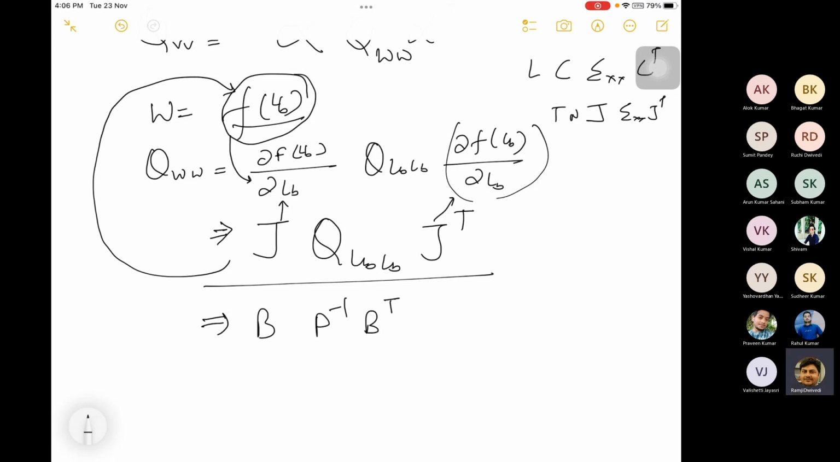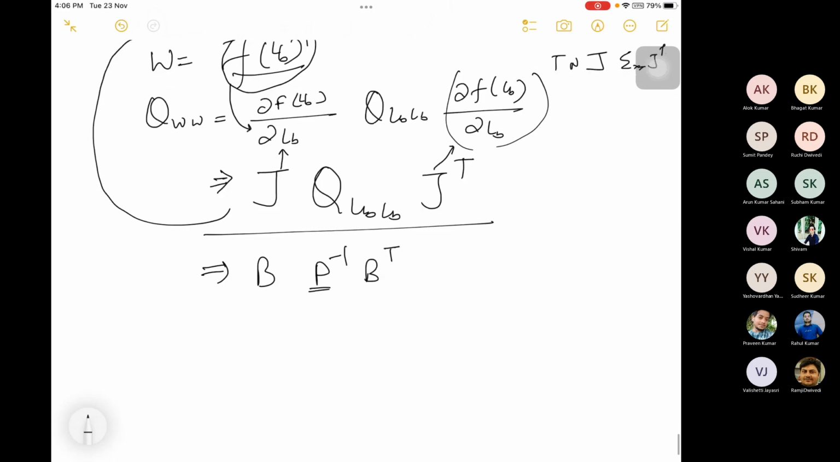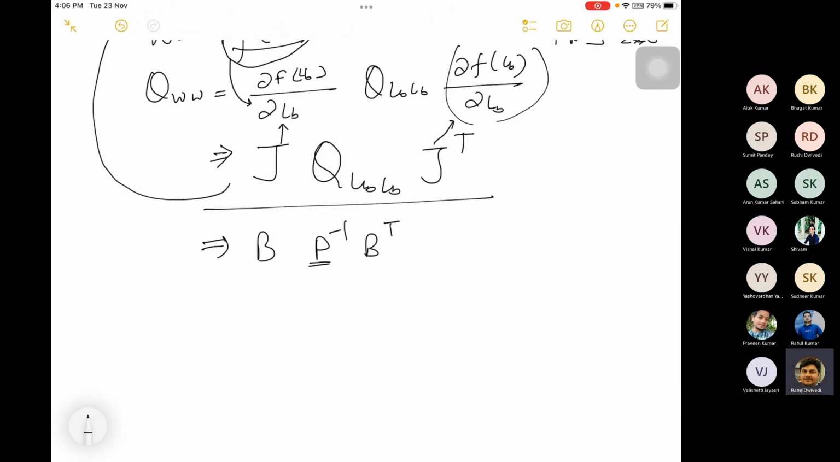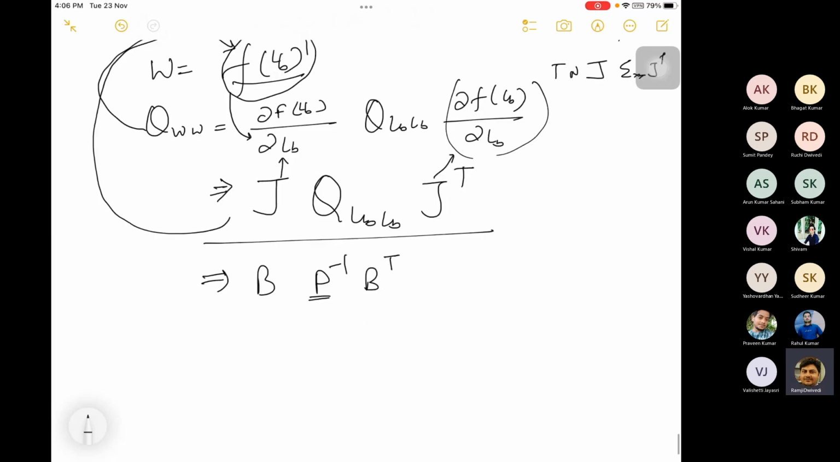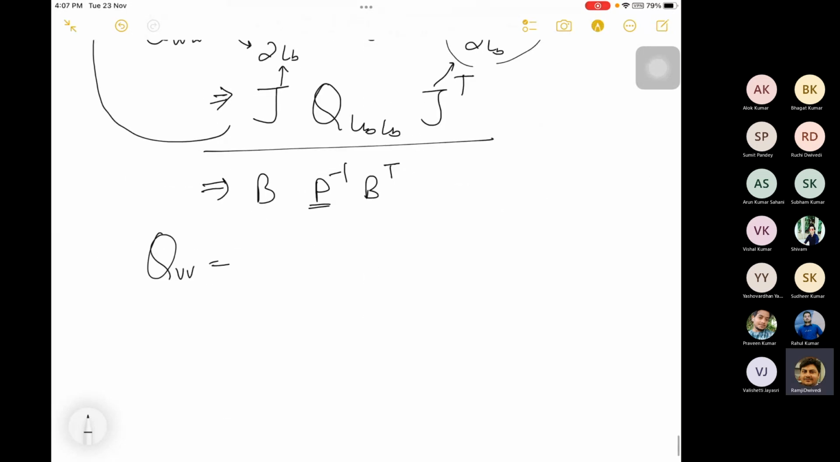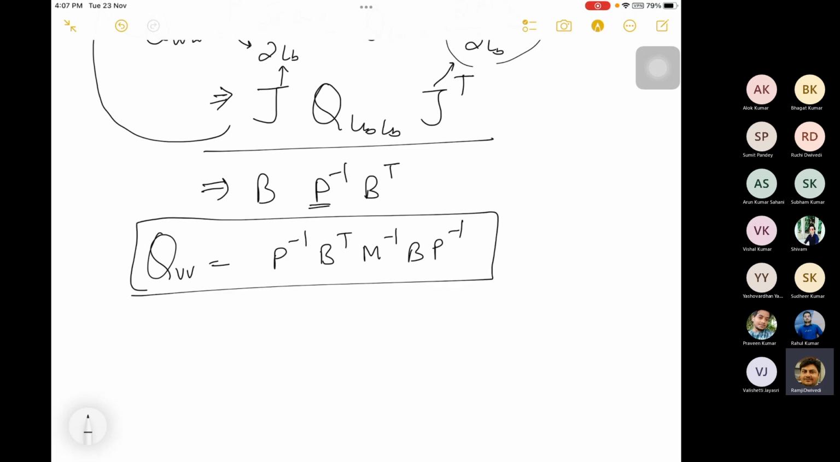You must be knowing what your QLBLB is, because in the previous segment, the observation equation method, you know what QLBLB is. It is weight inverse. So now if you know what QWW is, you can simply write it here after writing the alpha and alpha transpose. Similarly, QVV would be solved and will be available as P inverse B transpose M inverse B P inverse. You just have to open it up and you will get the solution.